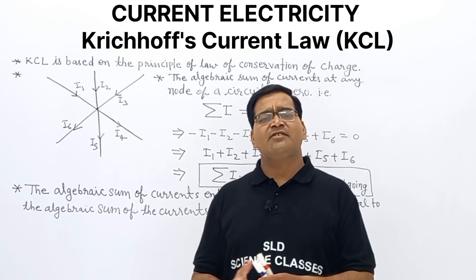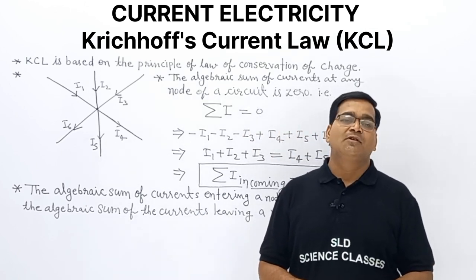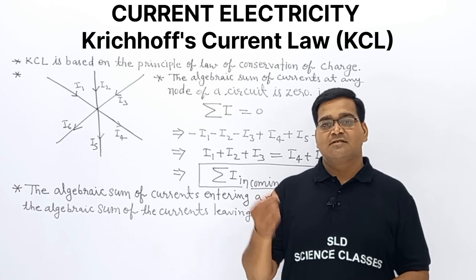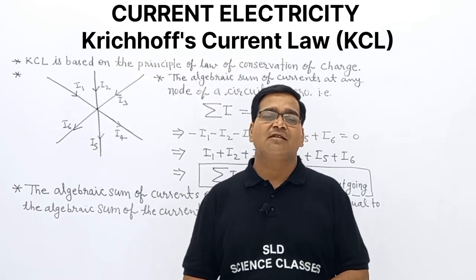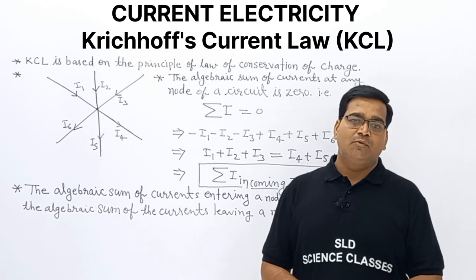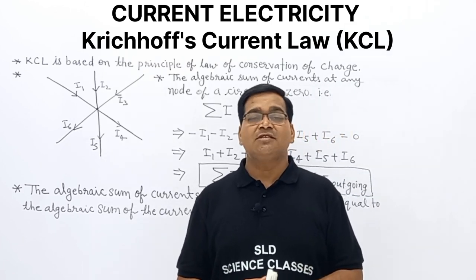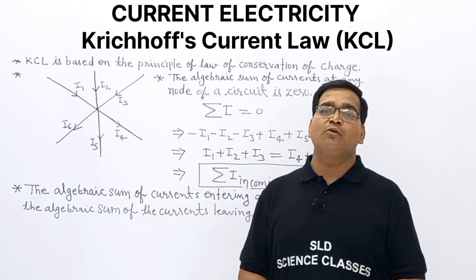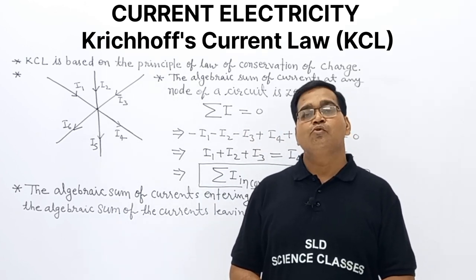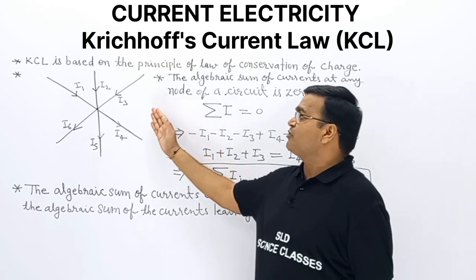We already studied one law, Ohm's law, but sometimes we cannot solve a circuit by using Ohm's law. Once we have a typical circuit, Ohm's law is not applicable. Then we will use these laws, Kirchhoff's current law and Kirchhoff's voltage law, to solve the circuit. Observe what Kirchhoff's current law is.